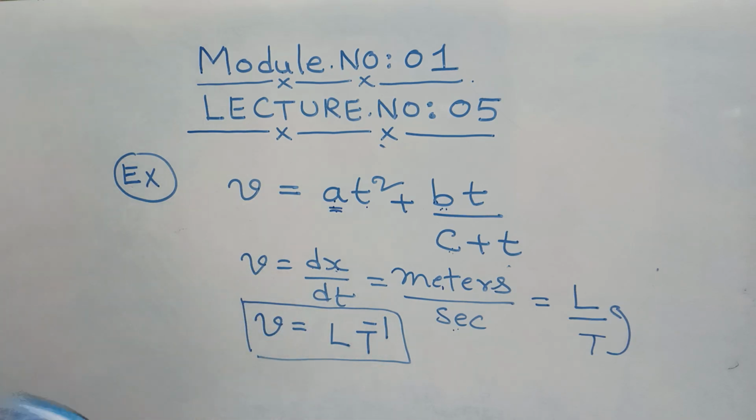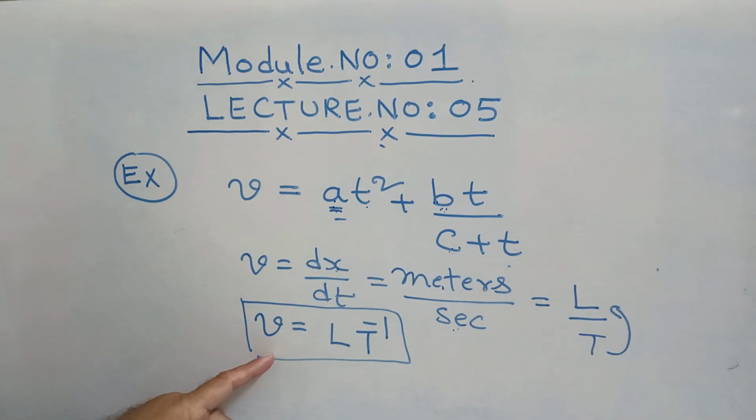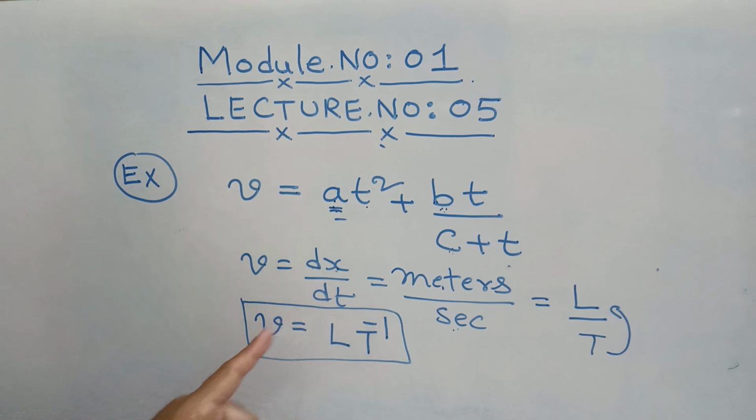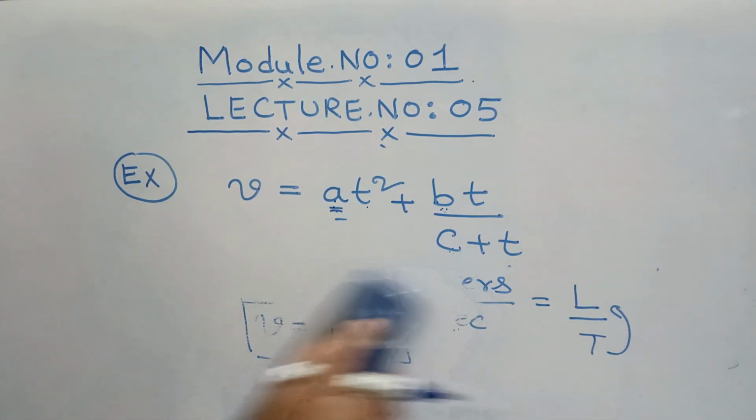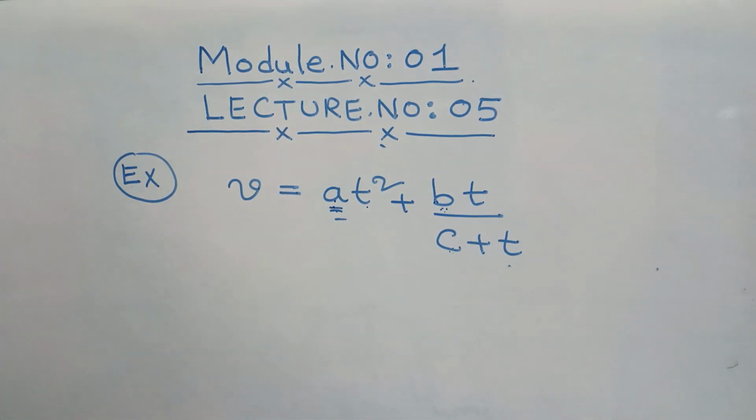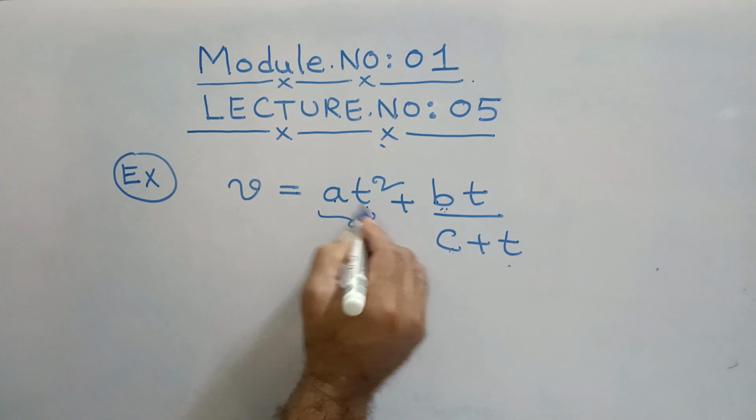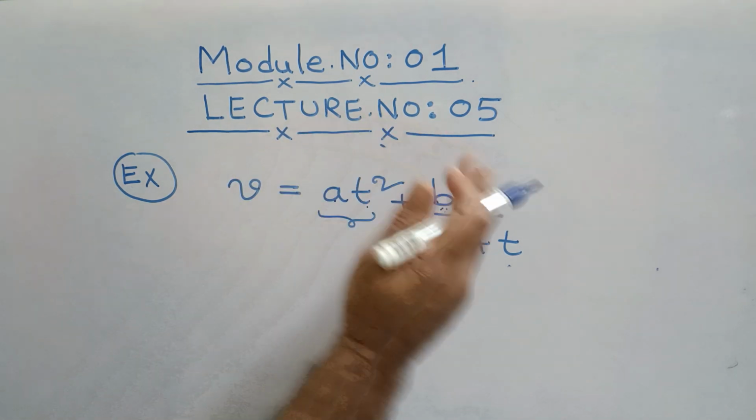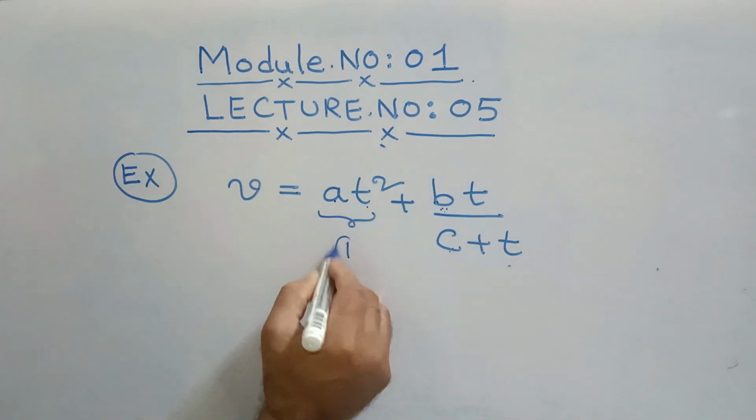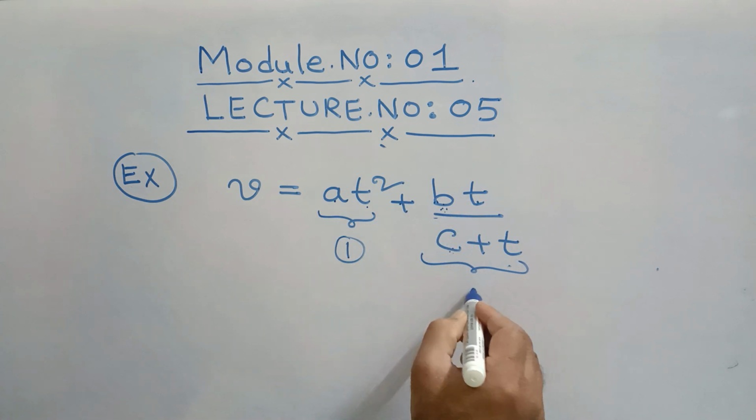Dimension of velocity. Now we have to find out the dimension formula for A, B, and C. You got it? V is equal to L into T inverse is nothing but the dimension formula for the velocity. Then coming to the constant A, how can this be obtained? So listen carefully here. This is the first term. AT square is the first term on the right hand side. In this RHS part, AT square is the first term, plus B into T by C plus T. This entire expression is the second term.